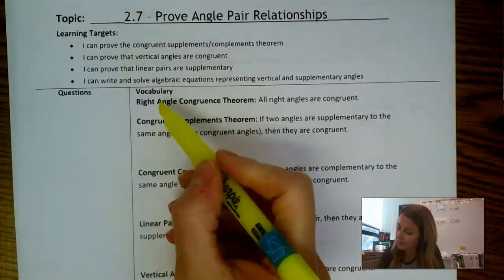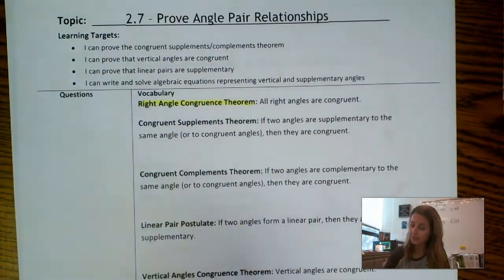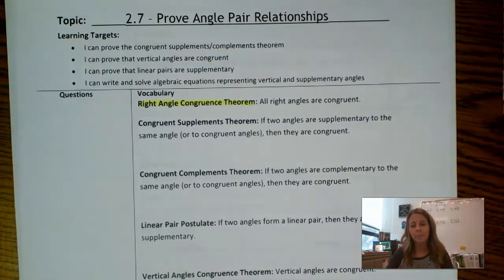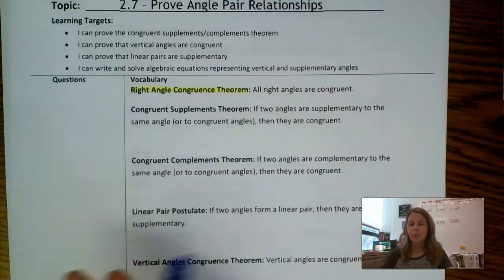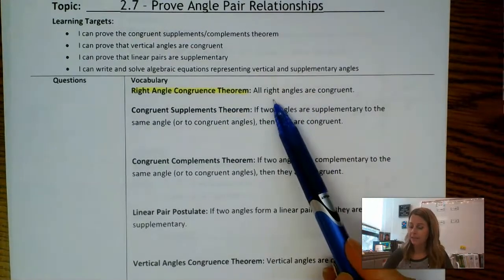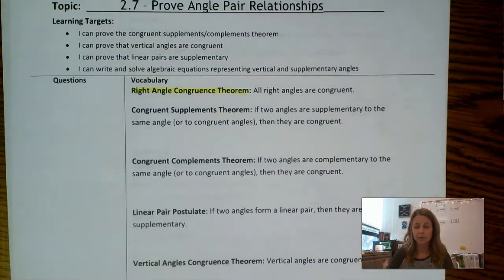Okay, the first one is the right angle congruence theorem. And it just says that all right angles are congruent. So you might wonder, okay, why do we need a theorem to say that? The reason we have this theorem is there's a lot going on with a right angle. So we know that a right angle is 90 degrees.